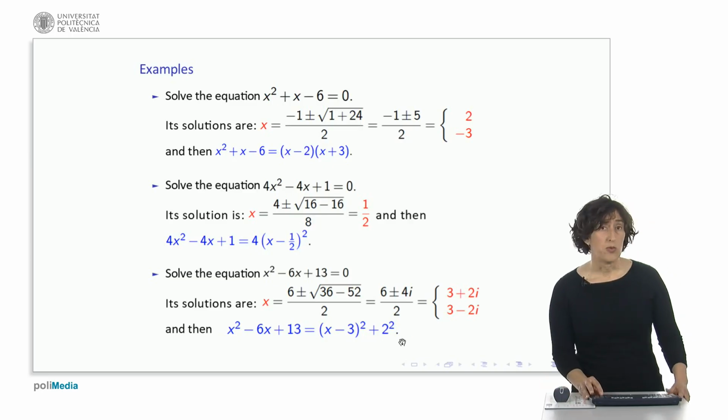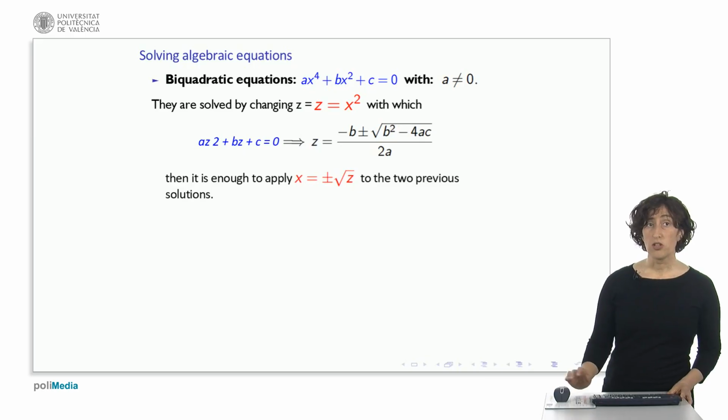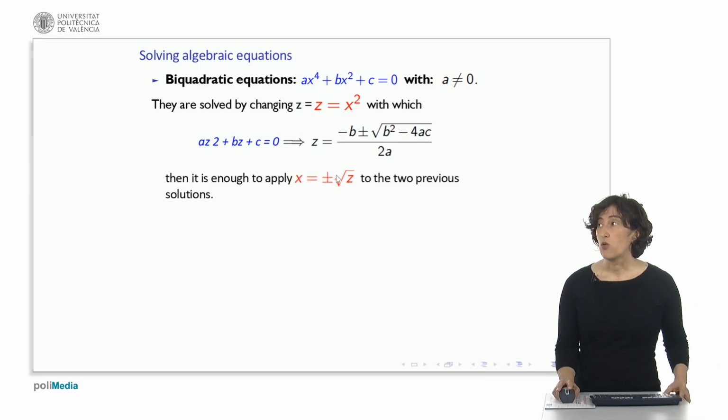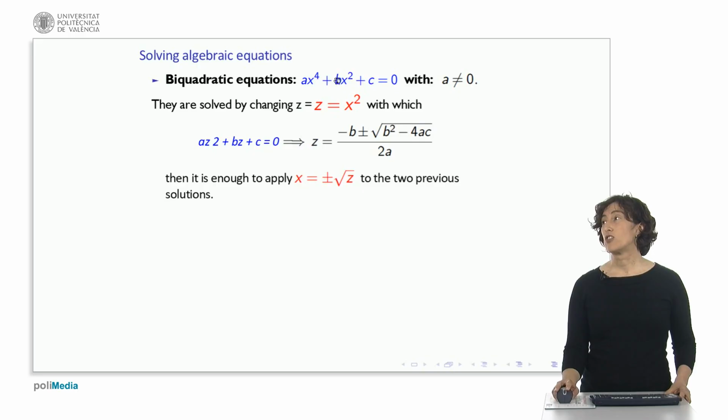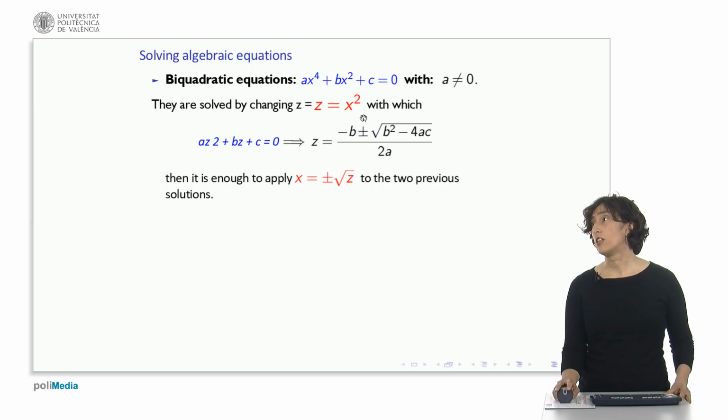Well, if we continue solving for higher degrees, we have, for example, the biquadratic equations, which are those in which the odd degrees do not appear: x to the fourth plus bx squared plus c equals 0. As you see, x cubed and x do not appear, and in this case, we can make the change z equal to x squared, so the equation becomes a quadratic equation. Then we can apply the formula that we have seen previously, and then it would be enough to apply the root again to the solutions that we find to obtain the solutions of the original equation.